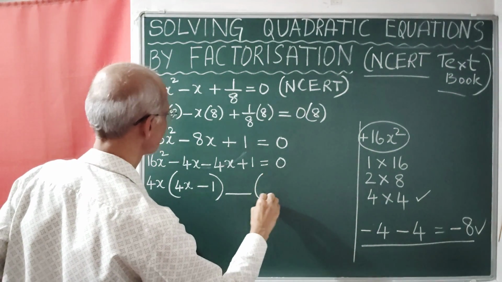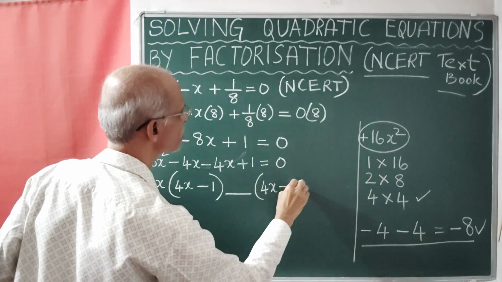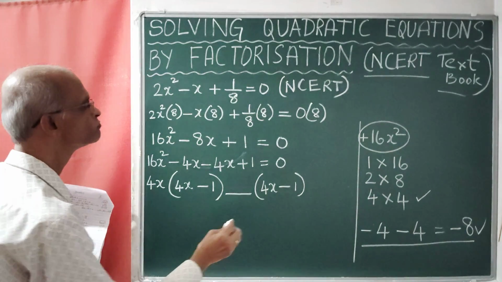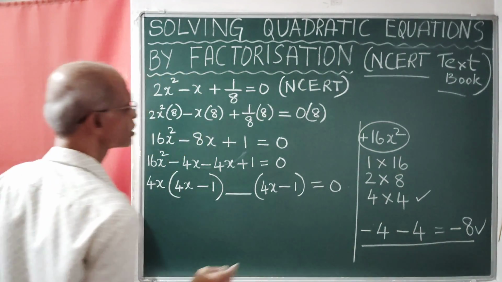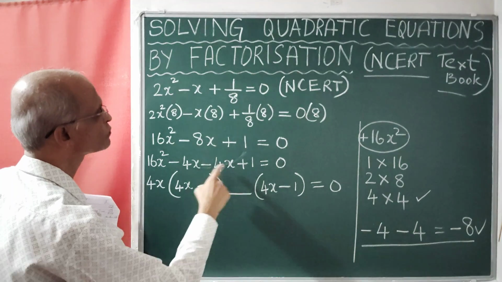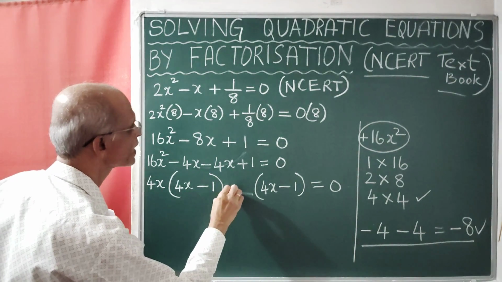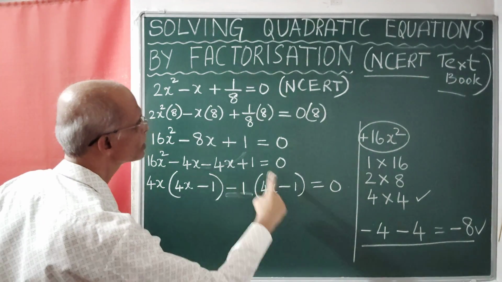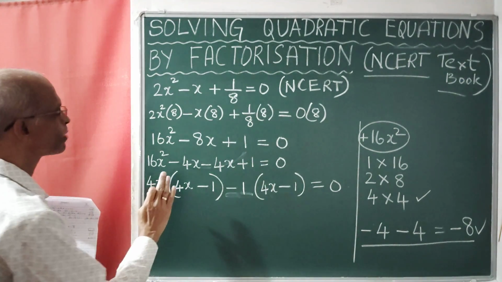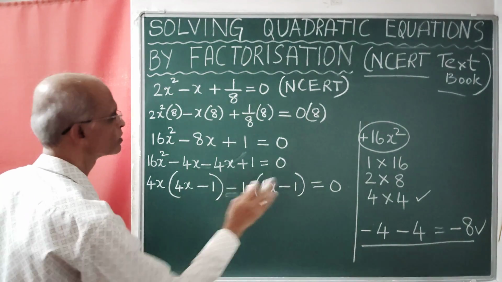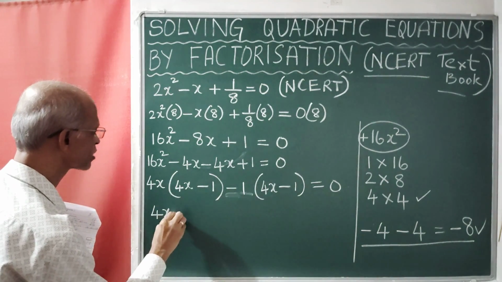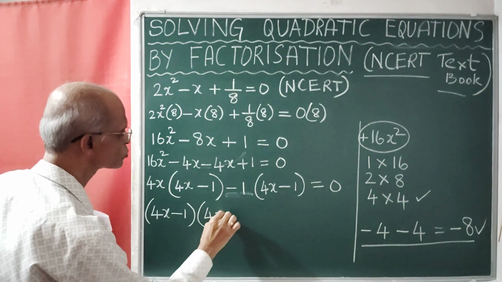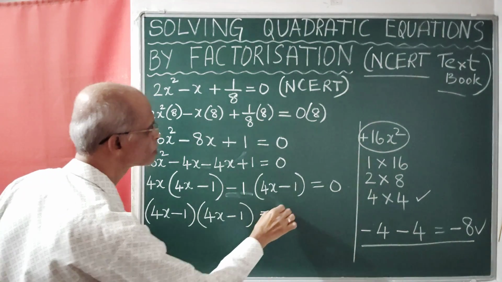Leave a gap here, 4x minus 1 is equal to 0. Now fill the gap. I want minus 4x, so simply if I put here minus 1, into 4x, minus 4x, minus 1 into minus 1, plus 1. Now among the two terms, 4x minus 1 is common. So 4x minus 1, take it outside. Again 4x minus 1 equal to 0.